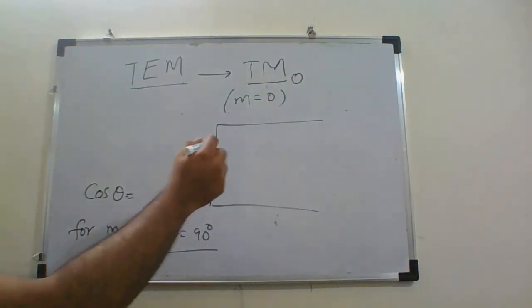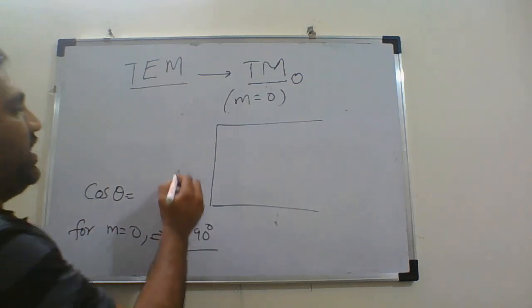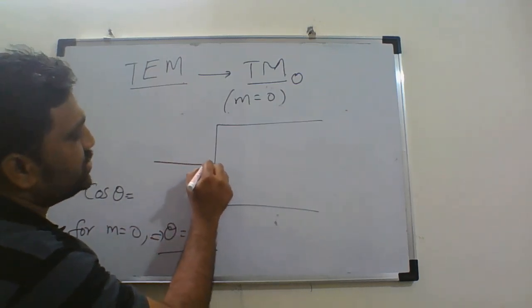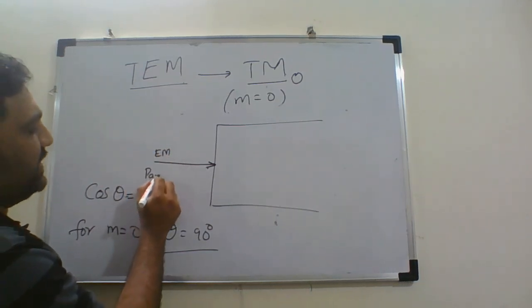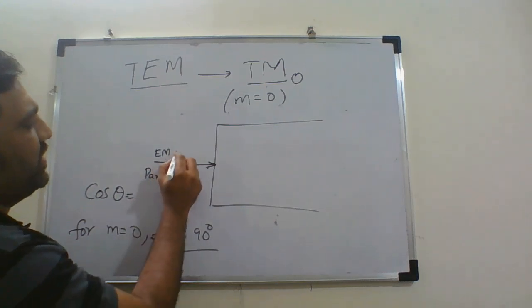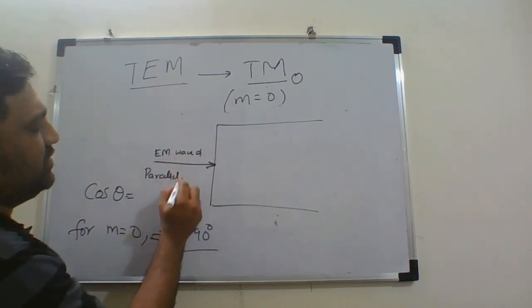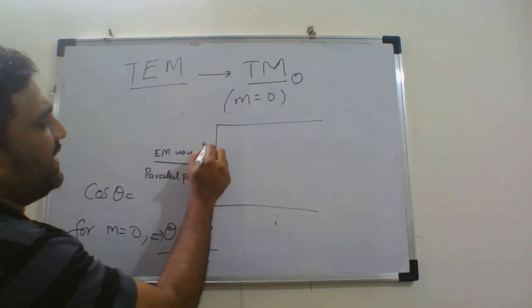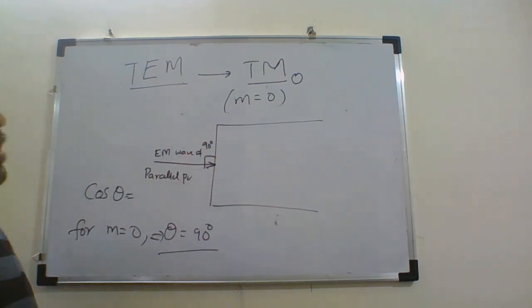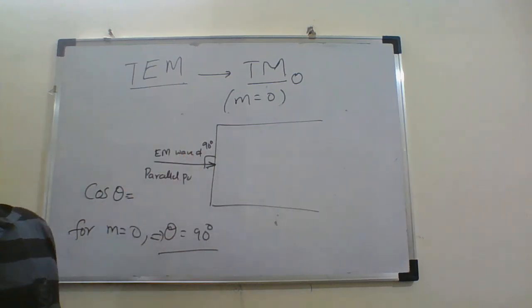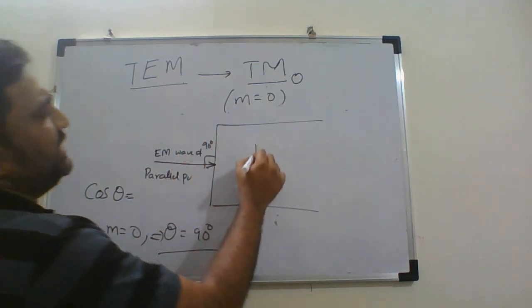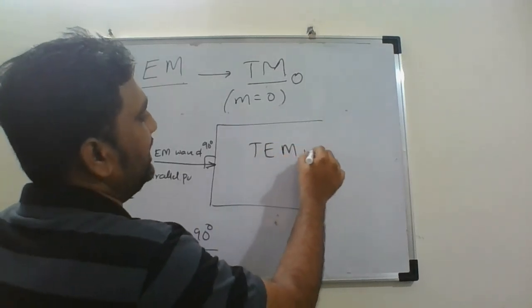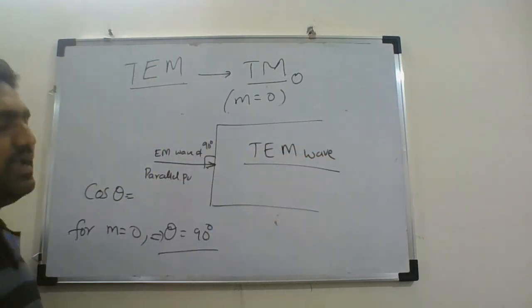So we can get a TEM wave inside the waveguide whenever I launch an electromagnetic wave of parallel polarization with an angle of 90 degrees. So with the launching angle of theta equal to 90 degrees, whenever I do this inside this waveguide, I will get a TEM wave.